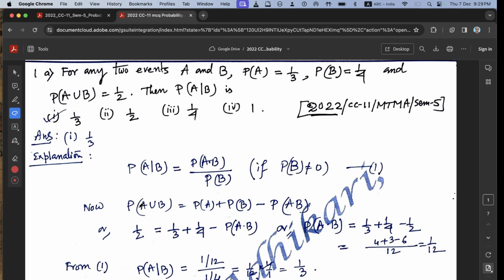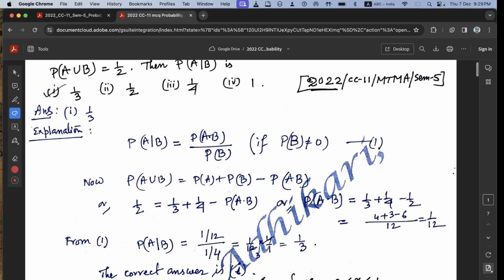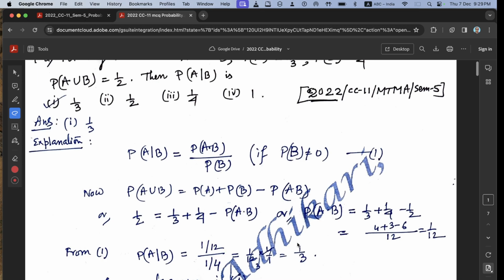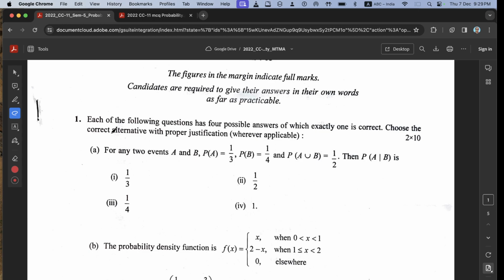Now the probability of A union B equals probability of A plus probability of B minus probability of A intersection B. So here probability of A union B equals half, probability of A is 1 by 3 plus probability of B 1 by 4 minus probability of A intersection B. So probability of A intersection B equals 1 by 12. Hence from 1, probability A by B equals 1 by 12 divided by 1 by 4, the probability of B. Hence 1 by 3. So the correct answer is option 1, 1 by 3.